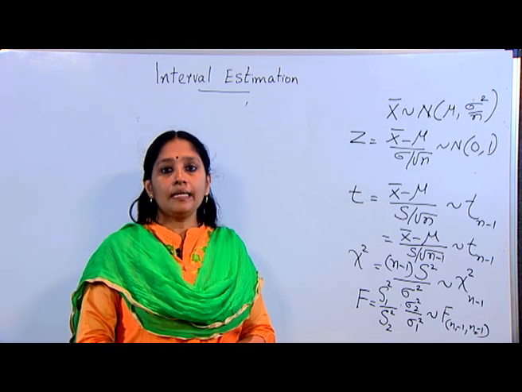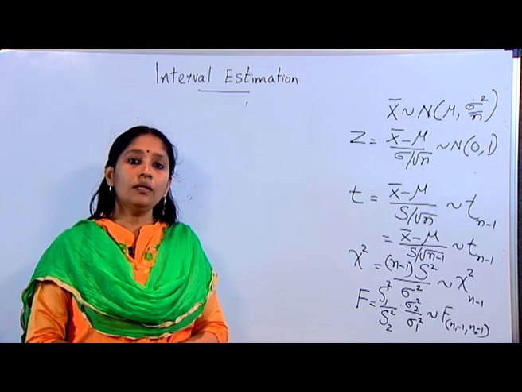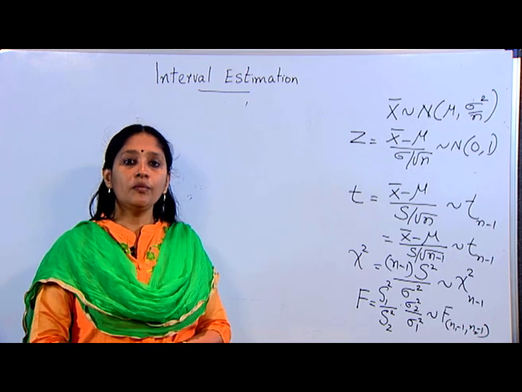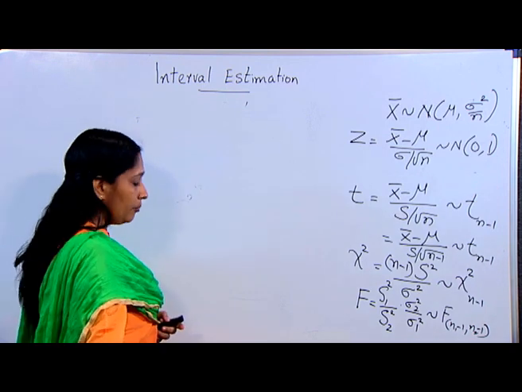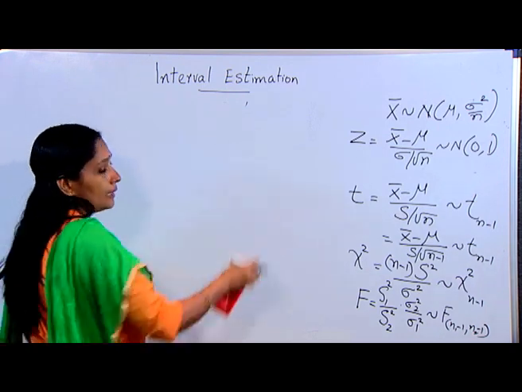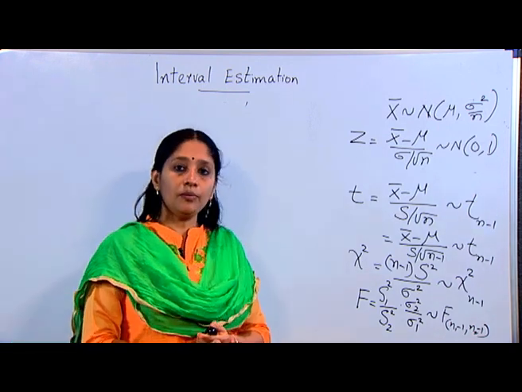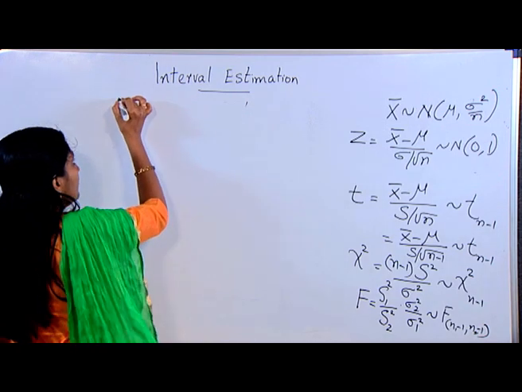Now, let us construct confidence interval for the population mean mu. For that, consider a random sample x1, x2, etc. xn from the normal population N(mu, sigma square).